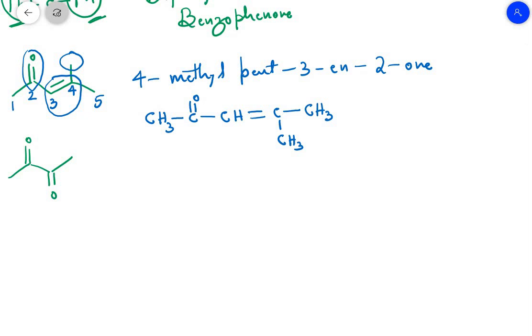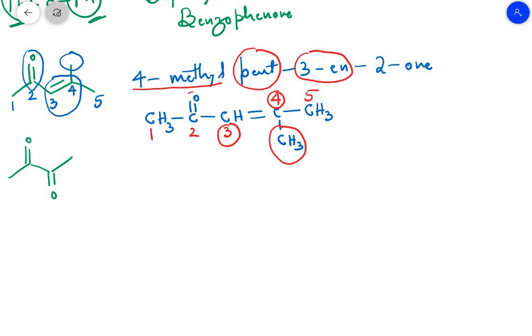And if you see the numbering, students, this is first carbon, this is second carbon, this is third carbon, this is fourth carbon, and this is fifth carbon. So 5 carbon atoms, the root word becomes pent, but at the 4th position we are having a methyl group, so it is called 4-methyl. And here between the 3rd and 4th carbon atom, we are having a double bond, so it is called 3-ene, and at the second carbon atom we are having the functional group C double bond O, and hence it is called 2-one.